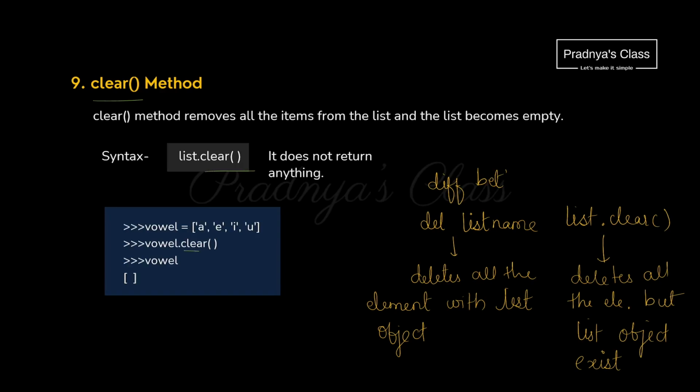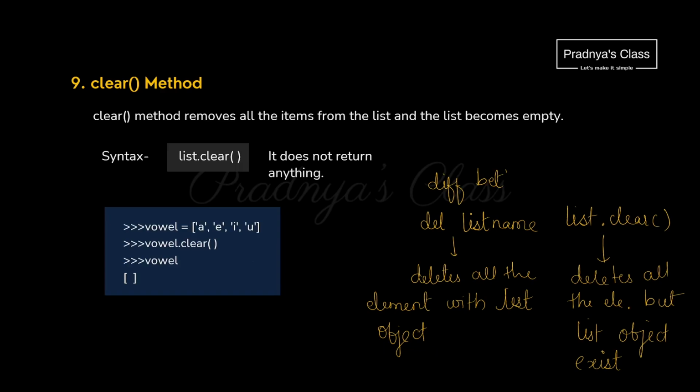We don't have to provide anything to it. When we use the clear method on the list, the list will be empty, because all the elements will get deleted, but the object will exist. So that is the difference between del and clear. Clear will delete only the elements. The object will exist. But in case of del, the elements also get deleted and that object also gets deleted.